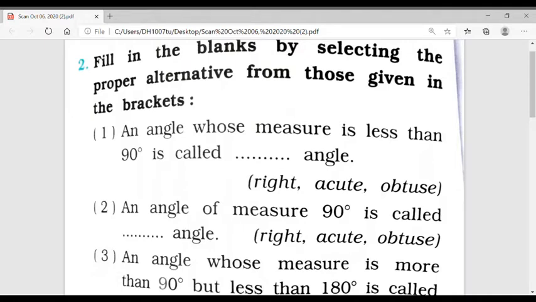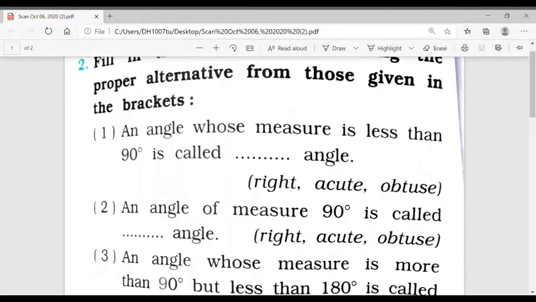Fill in the blanks by selecting the proper alternative from those given in the bracket. First question: an angle whose measure is less than 90 is called dash angle. Obviously, you have learnt in the definition that the angle having measure 90 degree is called right angle, less than 90 degree is called acute angle, and more than 90 degree is called obtuse angle. So first question, an angle whose measure is less than 90 degree.